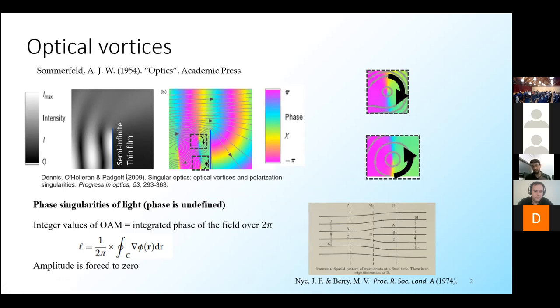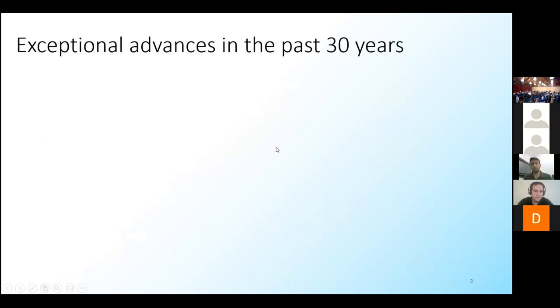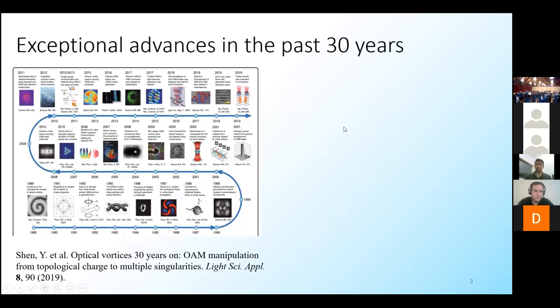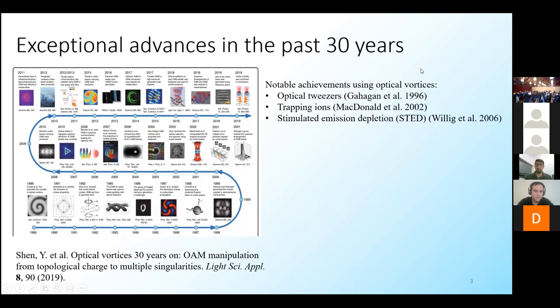So this is a description of what optical vortices are. What can you do with them? It's a huge field with a lot of advancements in the past 30 years, especially related to coaxial beams. There are notable achievements, of which I can only mention a few: optical tweezers, trapping ions, and stimulated emission depletion, but many more related to communications.